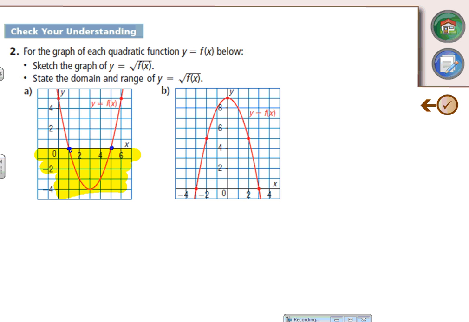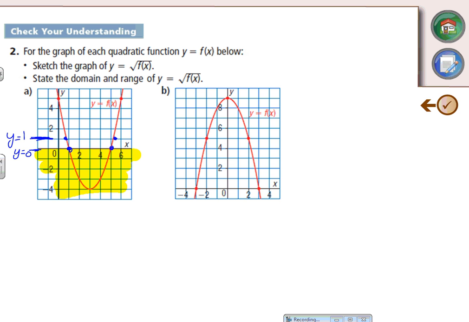Then we got another invariant point to look for. That's when y is 1. The square root of 1 is 1, so it's going to stay the same. So any place where it crosses y equals 1, and the x-axis is y equals 0. So those are the two places we're looking for invariant points. We've got those drawn in there.